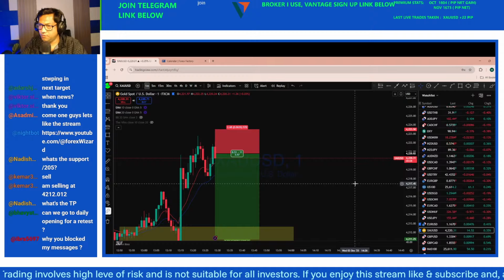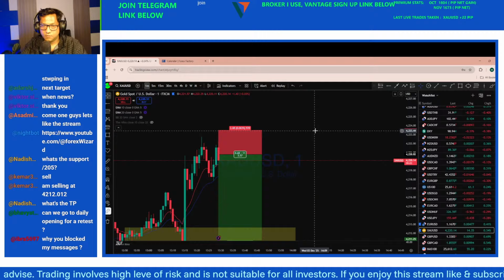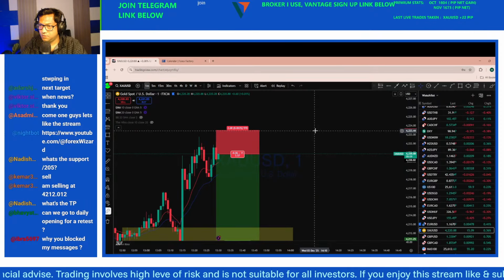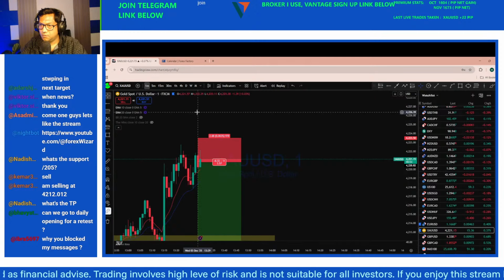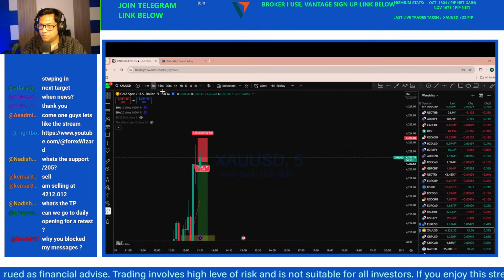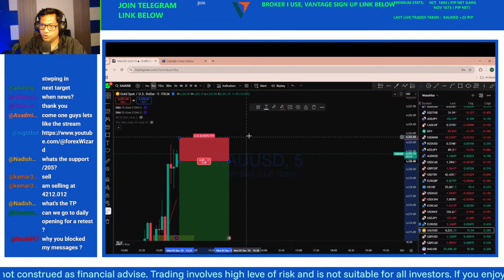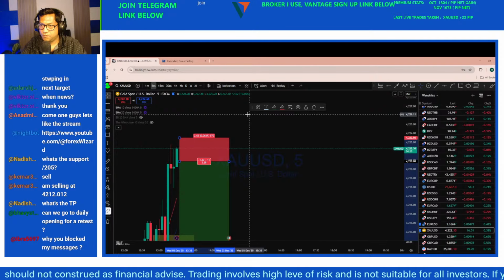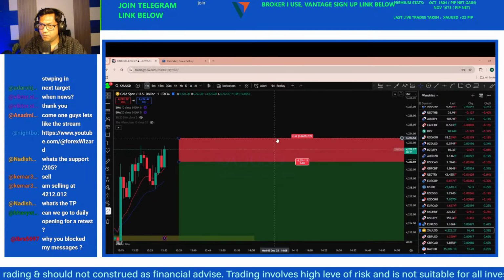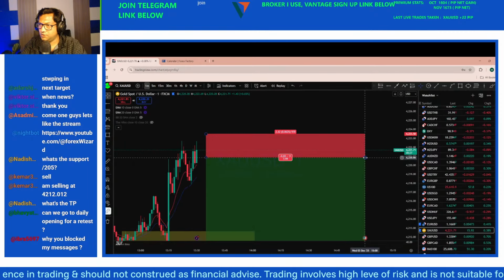Coming below our entry here. There's a 5-minute candle close with a narrow doji, and it's gonna be a little complex here. Very tight stop loss.